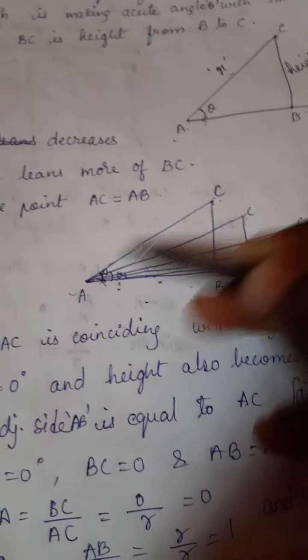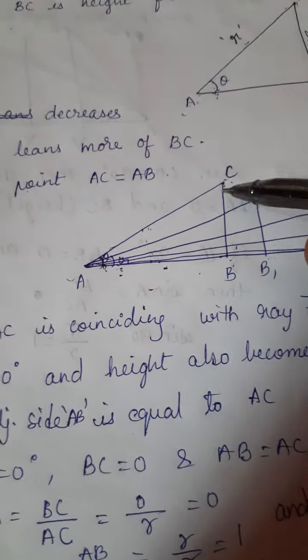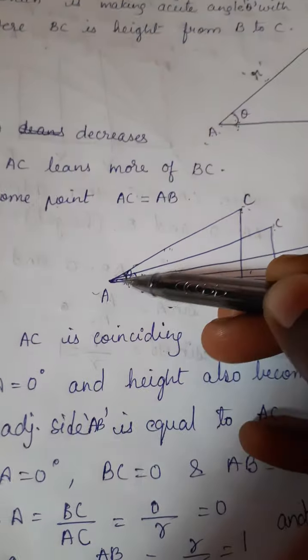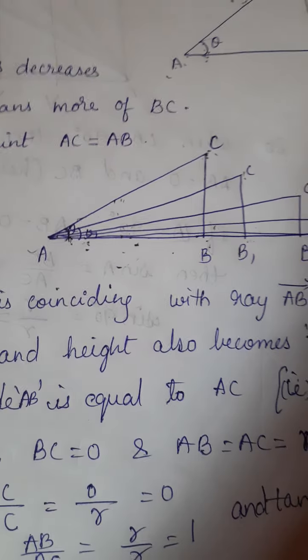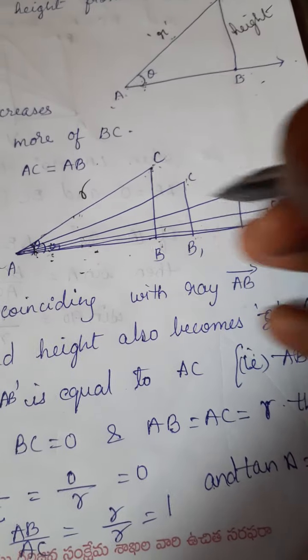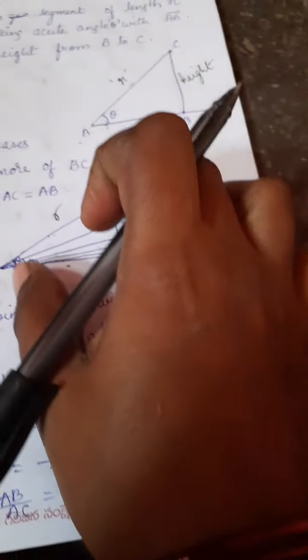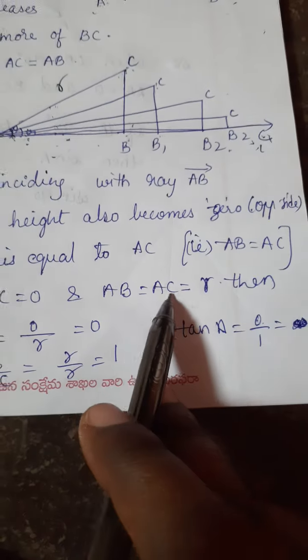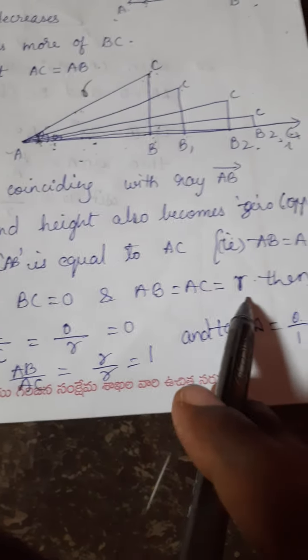So for theta, BC is the opposite side. Opposite is 0 and AC is coinciding with AB. That means AC is equal to AB. So we have angle A is equal to 0, BC is 0 and AB is equal to AC, that is nothing but R.